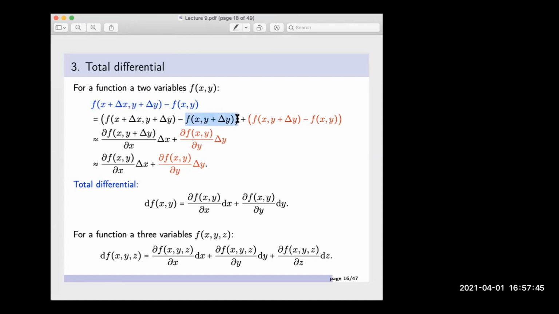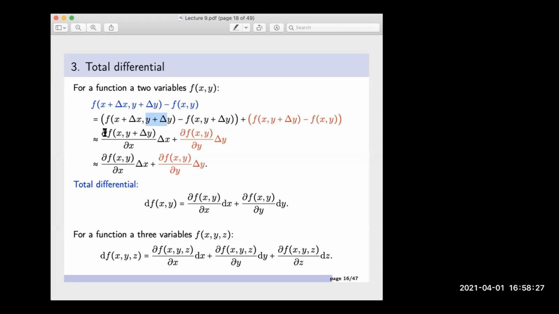We just insert such a function value, subtract this, and then add this back. So actually, this doesn't change anything because we subtract this and then add it back. But this helps us to decompose this blue part into 2 parts. In the first part, y doesn't change because here y is fixed. Only x changes from x to x plus delta x. Only the x variable changes. So when y is fixed and x changes, you can use a partial derivative.